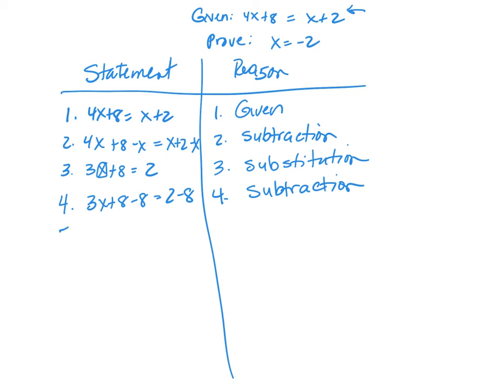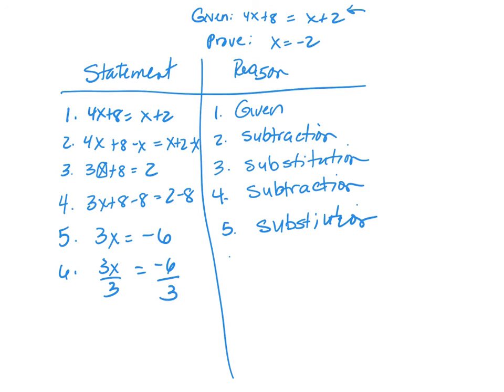So now we clean up again, right? There's a lot of cleanup in these. And that gives us 3x equals negative 6. And that's substitution. To leave the x alone, we have to divide both sides by 3. And that's division, because we're dividing both sides by 3. See how you have to do that? And then you have to do substitution again to find it. X equals negative 2, and the reason is substitution.